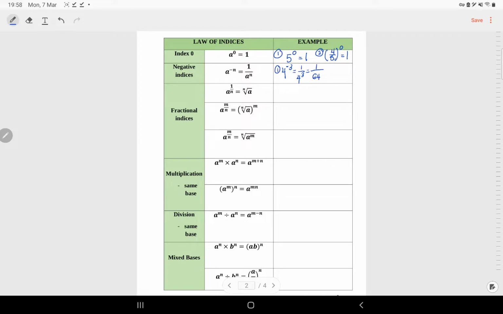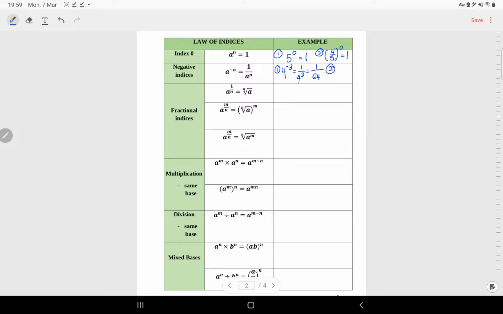So basically for negative indices, when you have a negative index, you know that it is 1 over something. It is a reciprocal. Reciprocal means 1 over something. So 4 to the power negative 3 is 1 over 4 to the power 3.